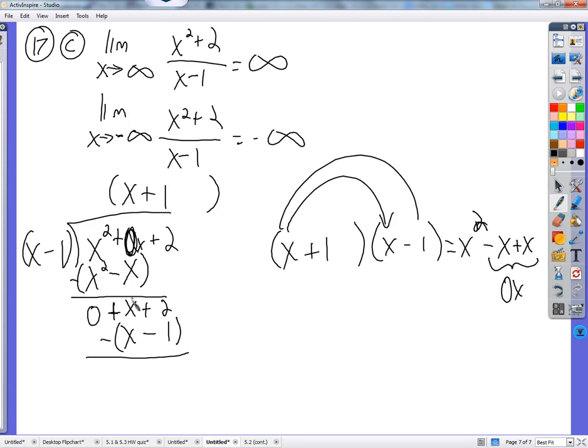Okay, so we'll subtract the x from the x. That's exactly what we wanted. So we get the expected 0 left over. And then we got a 1. Then we got a minus a negative 1, so we got 3. Okay, so we've got the same thing.